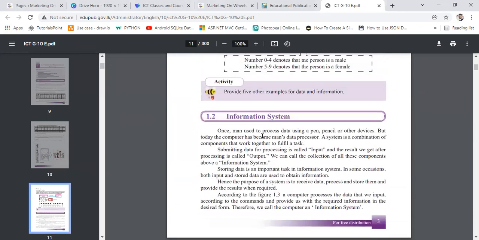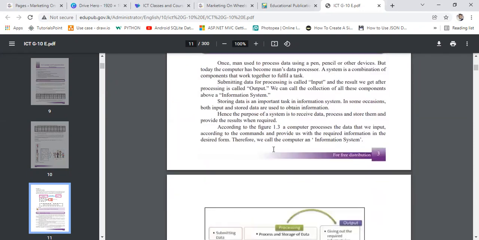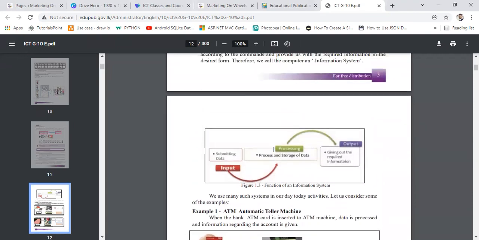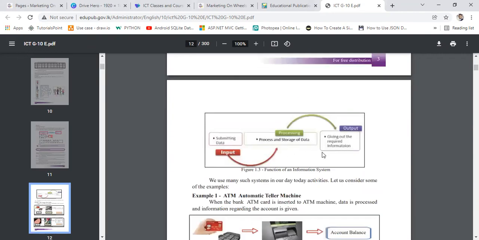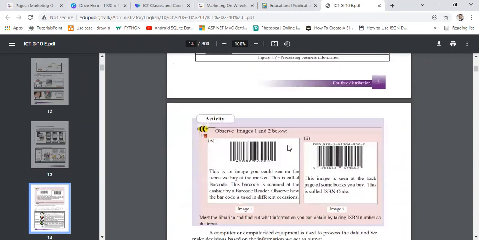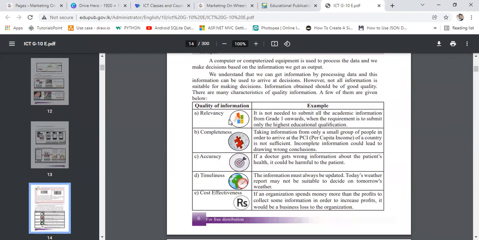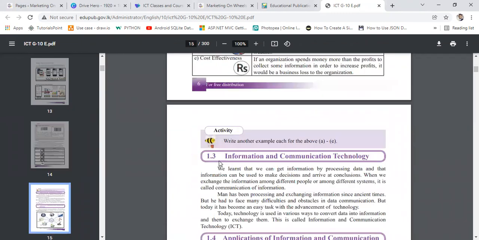And when you scroll down, you should know what is information system, and examples for that. That is very important. An information system has some functions, and you should know those functions. And the quality of information is there too, and you should know that as well.